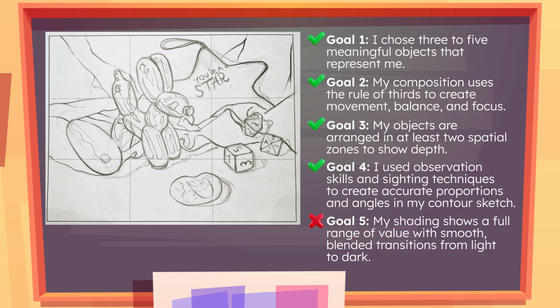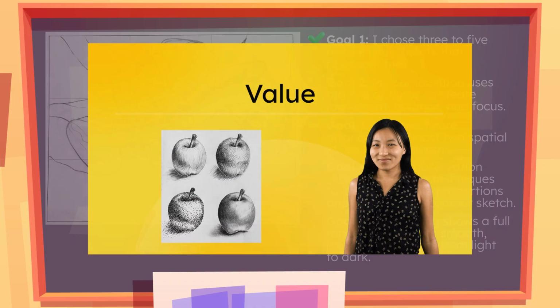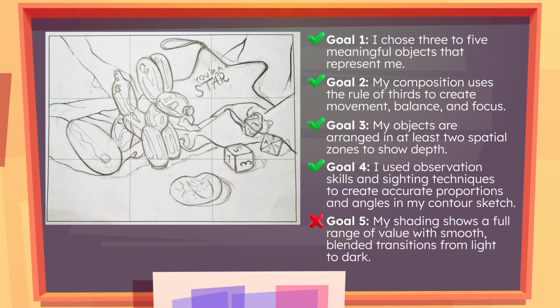Now you'll complete this during your final drawing, but if you need a shading refresher, you can revisit our Unit 1 value lesson in your learning materials. Take a moment to finish marking your checklist. Once you're ready, we'll jump into the art demo.